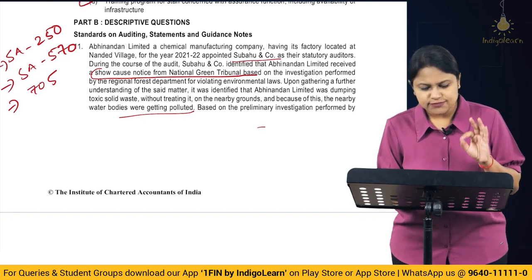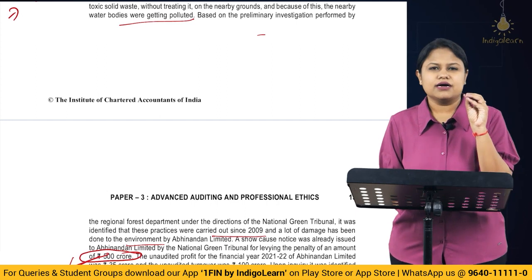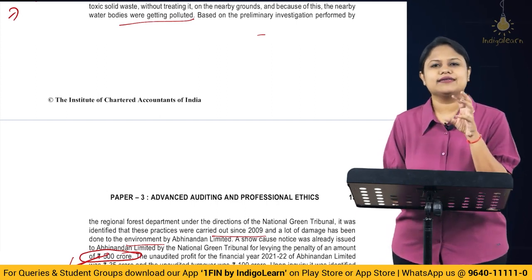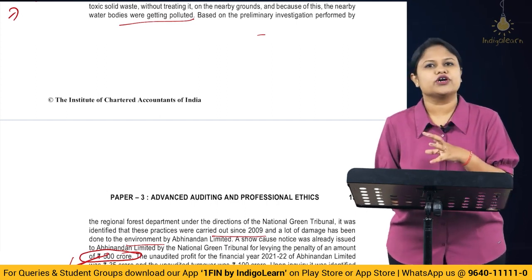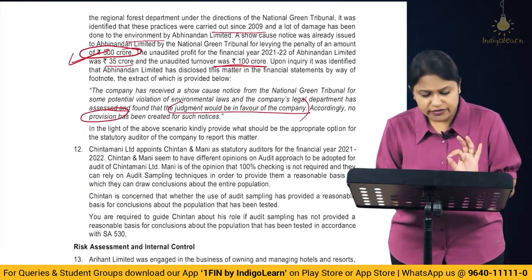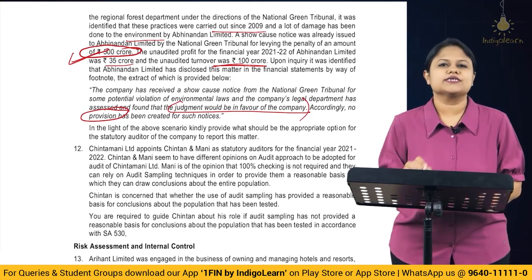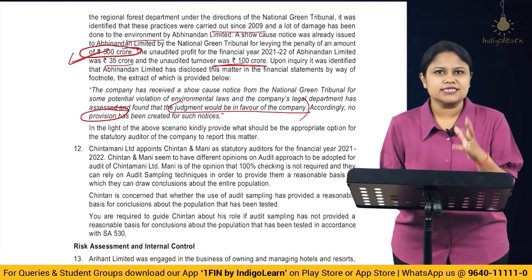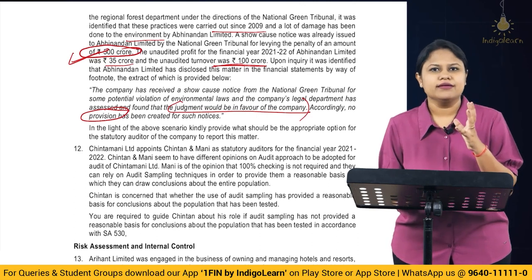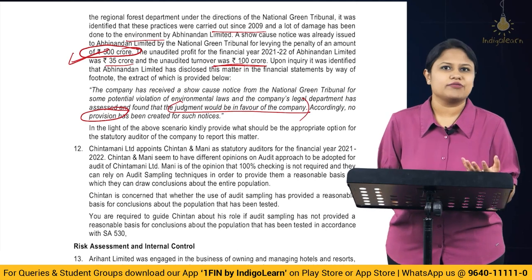SA 570, because this 500 crore is definitely going to be an event which can cast an uncertainty on the continuation of the organization, its ability to continue as a going concern. And moreover, even SA 705, the reason being they have not created a provision for the said thing. There is a probability of this outflow happening, and no provision has been created. It's 500 crore, a material misstatement.